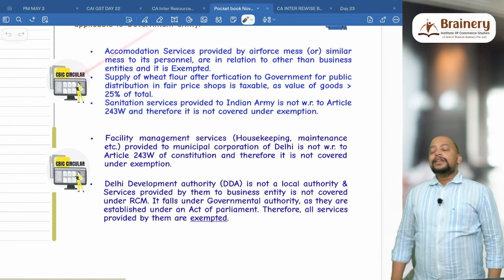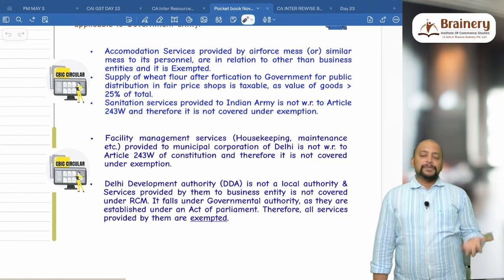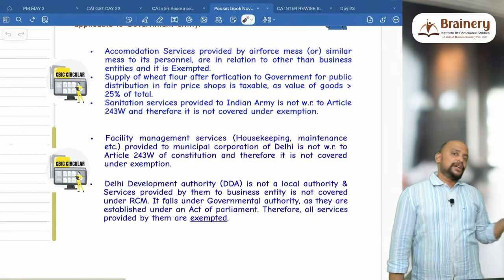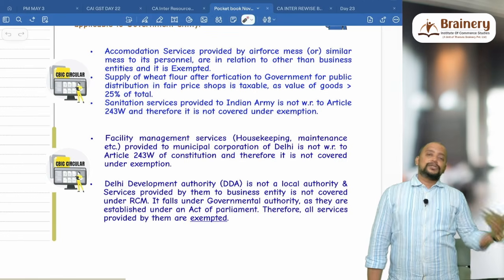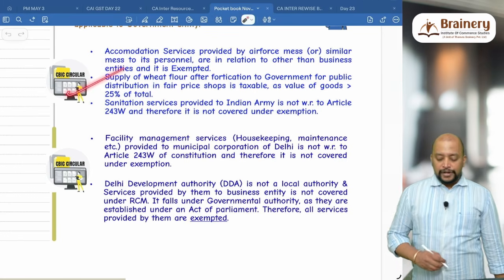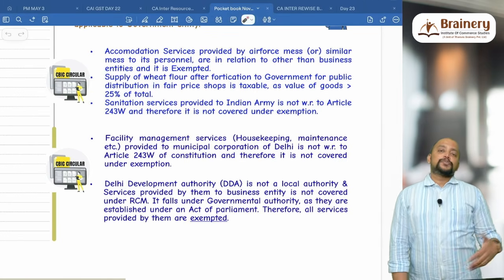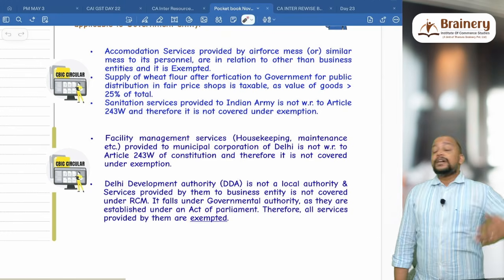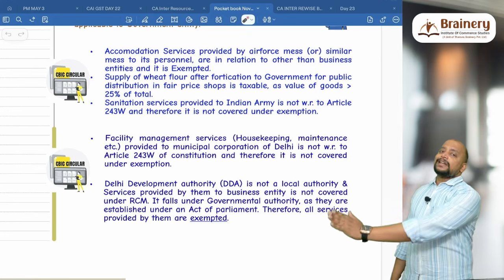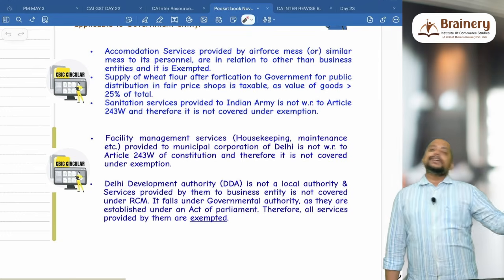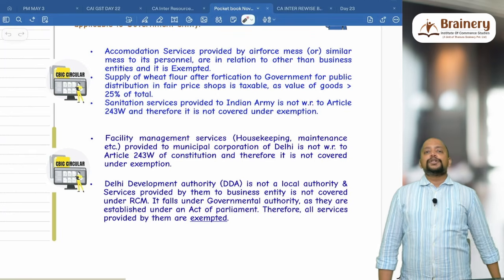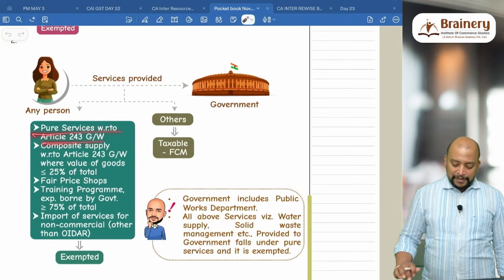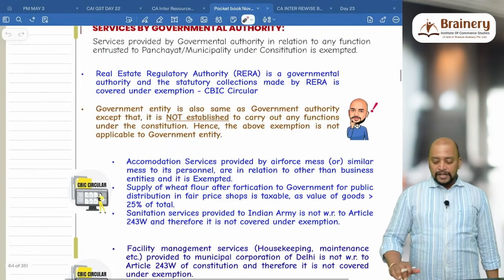Therefore, it is exempted. Then, when wheat flour is supplied by any person to government for public distribution, even though it is an Article 243G, 243W activity, the value of goods exceeds 25% of the total, so that exemption is not applicable. Same way, sanitation services provided to the Indian Army, even though sanitation service is covered under Article 243W, it is not the work of the Indian Army to provide sanitation service to the general public. So when they receive sanitation service, that exemption of pure services under Article 243G, 243W will not be applicable, in the case of sanitation service to the Indian Army.